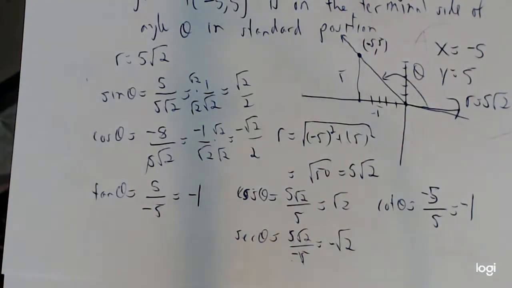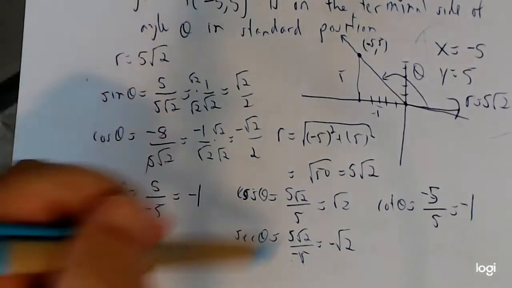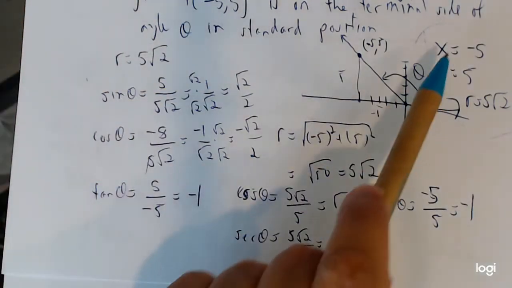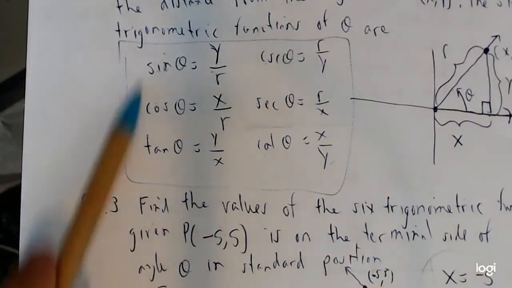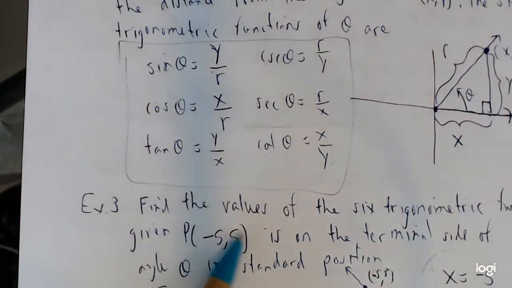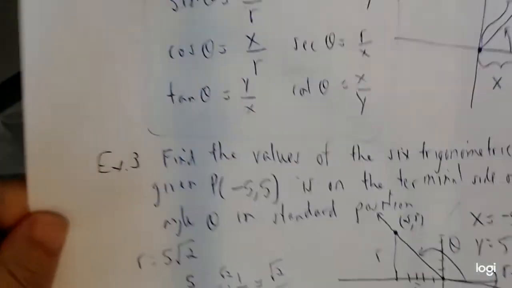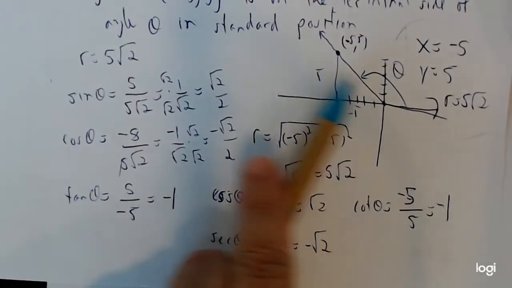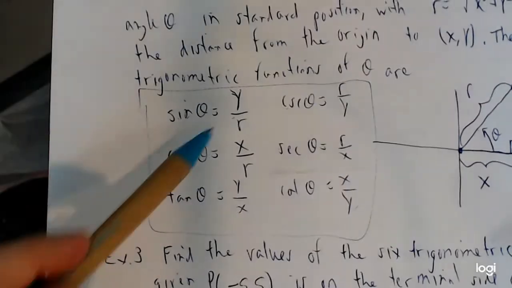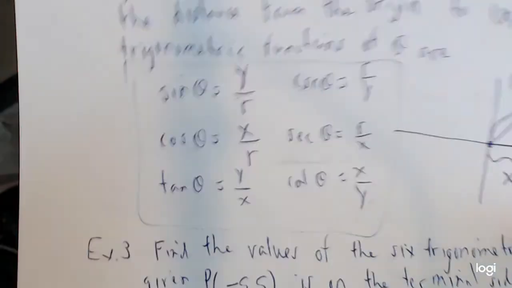Just to recap, what I did here was I found x, y, and r, and then I used the definitions of my trig functions to find the exact values. Just keep in mind that as long as your angle is in standard position, this definition applies. Okay, so let's move on to our next example, which is example 4.